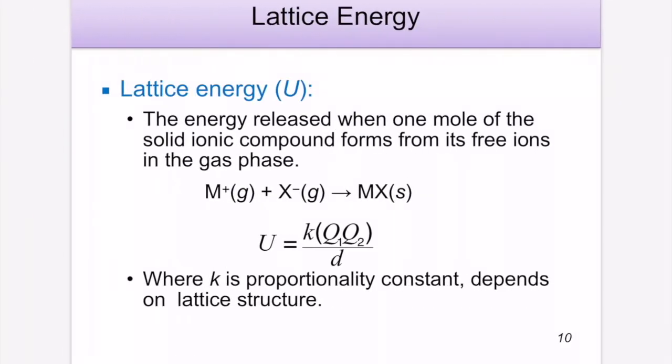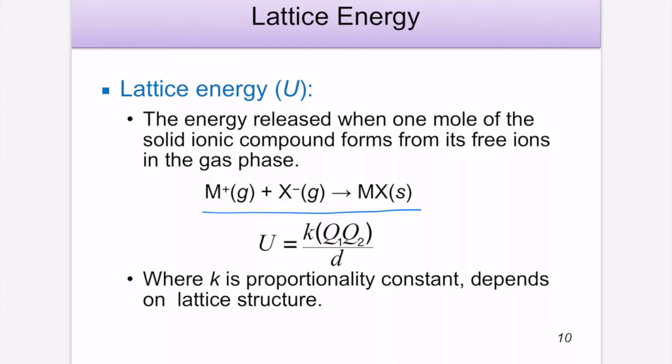So the lattice energy is actually defined as the energy released when 1 mole of the solid ionic compound forms from its free ions in the gas phase. So that's represented by this chemical equation here. So it's showing M as some metal, X usually means a halide, such as a bromine or a chlorine or a fluorine. So for example, in this case, our M might be sodium, our X might be chlorine. So those ions in the gas phase forming a sodium chloride crystal, that energy involved in that process is called the lattice energy.